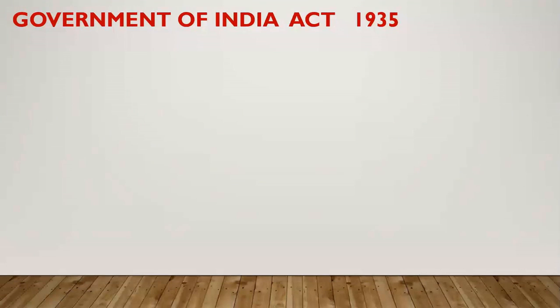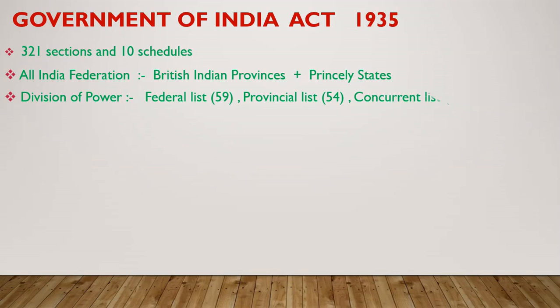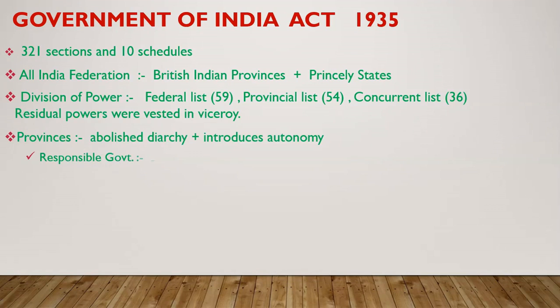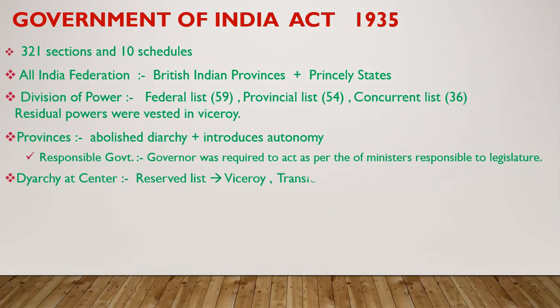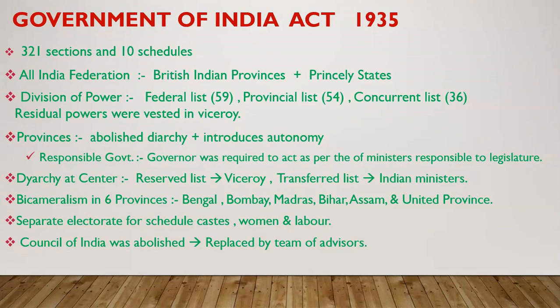Okay, so friends, then comes the Government of India Act 1935. So Government of India Act 1935 was the lengthiest act ever passed in the history of British Indian government. Okay, and this act was also very important. Why was it important? Because most of the provisions of the current Constitution of India were adopted from the Government of India Act 1935. Now friends, there were 321 sections and 10 schedules in the Government of India Act 1935. So imagine how lengthy it was. So it was just like a mini constitution.